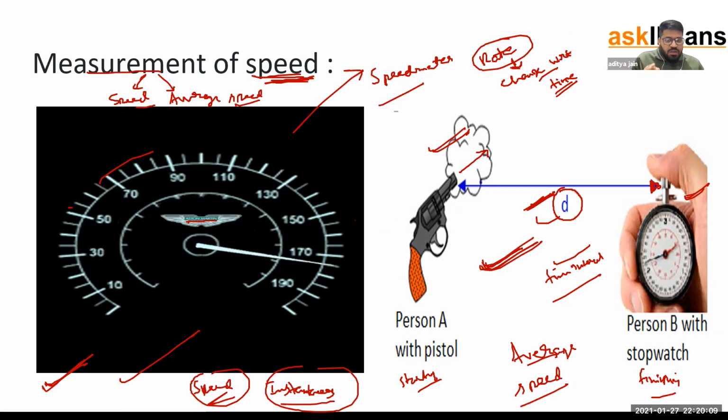So instantaneous speed is the speed at any particular point of time, and average speed is the speed during the entire journey, which is calculated by total distance traveled divided by total time taken. So the difference is clear. Instantaneous speed is measured at a particular instant of time, not before that, not after that, exactly at that time. But average speed is defined for the entire journey. Okay, the thing is clear.